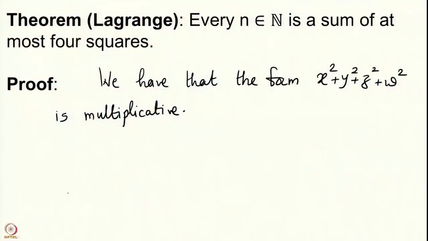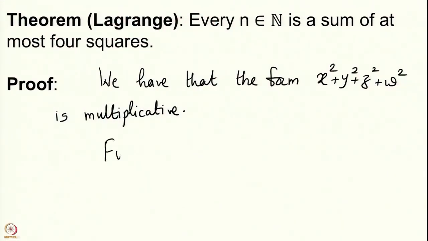But in the last lecture, I had written down the whole expression for you. If we had x square plus y square plus z square plus w square into x prime square plus y prime square plus z prime square plus w prime square, then I actually wrote down the whole 4 numbers whose squares add up to the product of these 2 numbers. So, that is a second proof. Therefore, we have that this form is multiplicative.